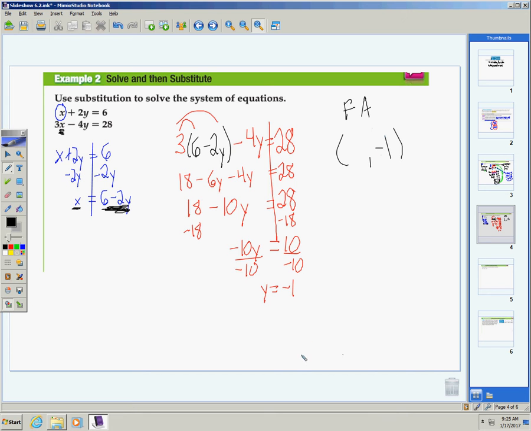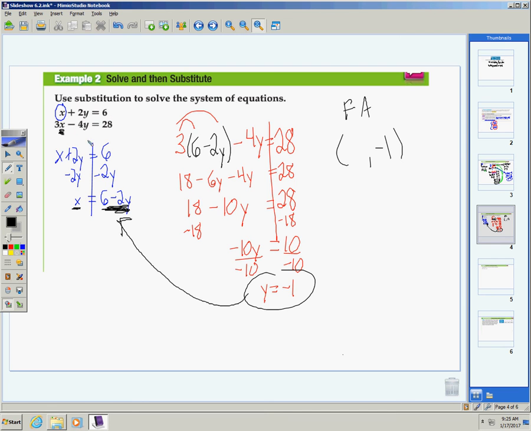So what I need to do is take this y value and plug it back in to either equation. I'm going to choose to plug it back in where I've already substituted. That's a better way of saying it. Because it's already solved for x, all I have to do is plug in a number for y and simplify. It would be a little more complicated to plug it into one of these first equations.